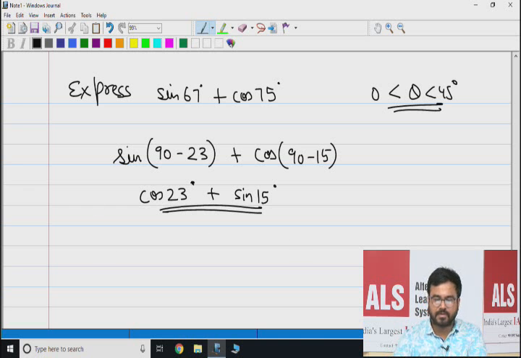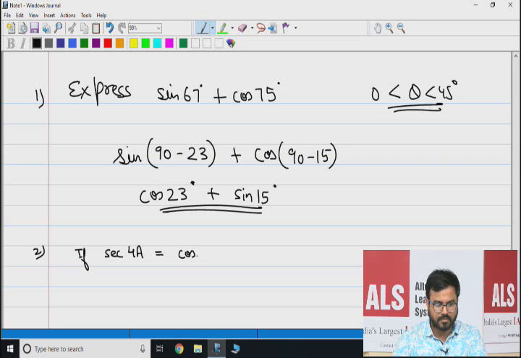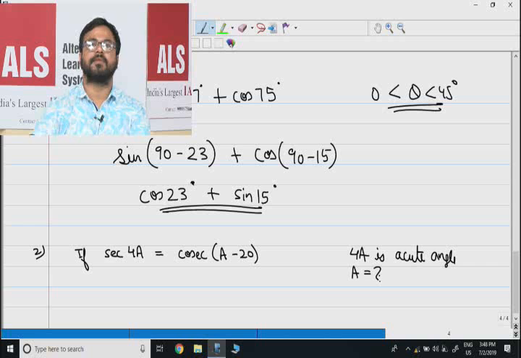And there was one more type of question, in which it was written: if sec of 4a is equal to cosec of a minus 20, where 4A is an acute angle, then find the value for A. 4A is an acute angle, so we have to calculate the value for A. What will be the value for A?